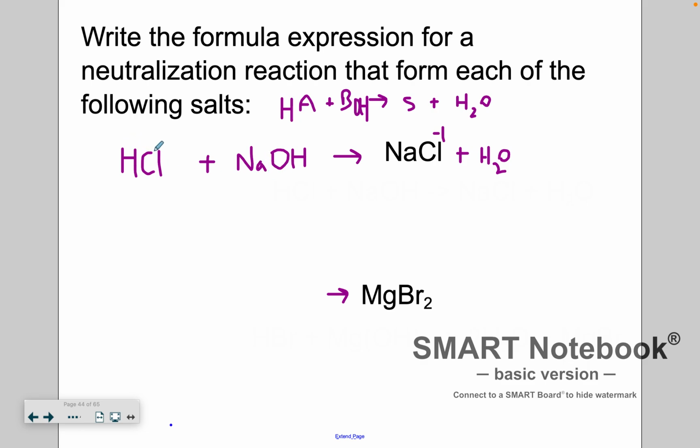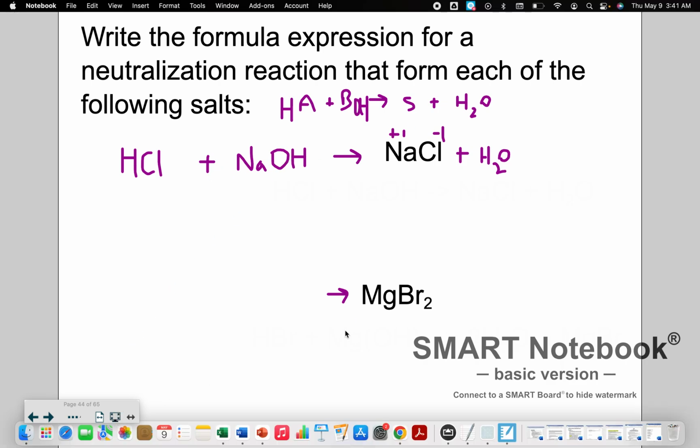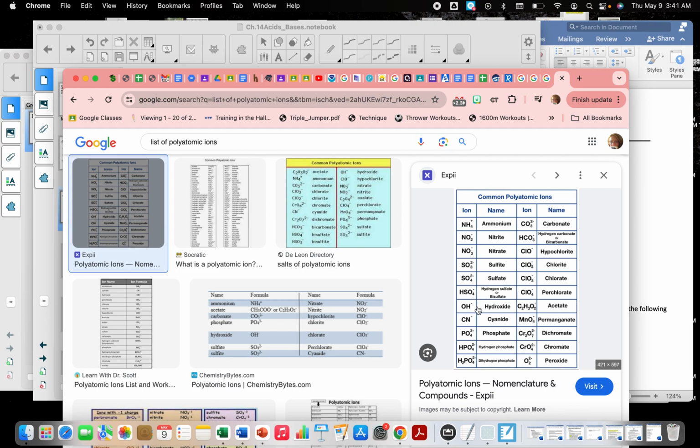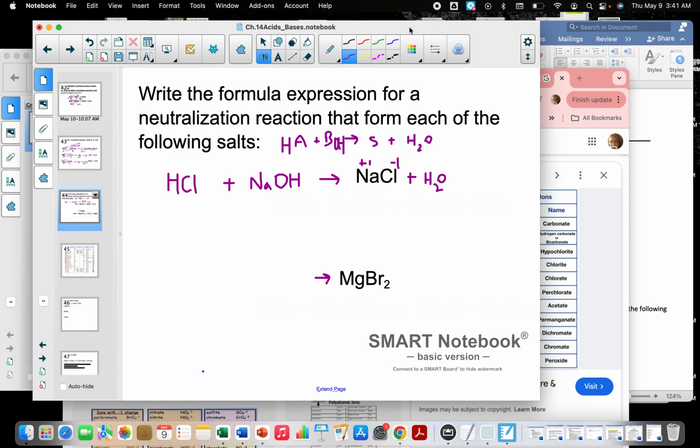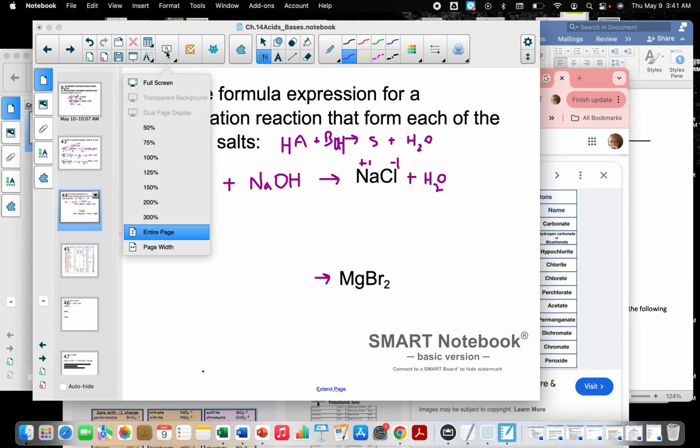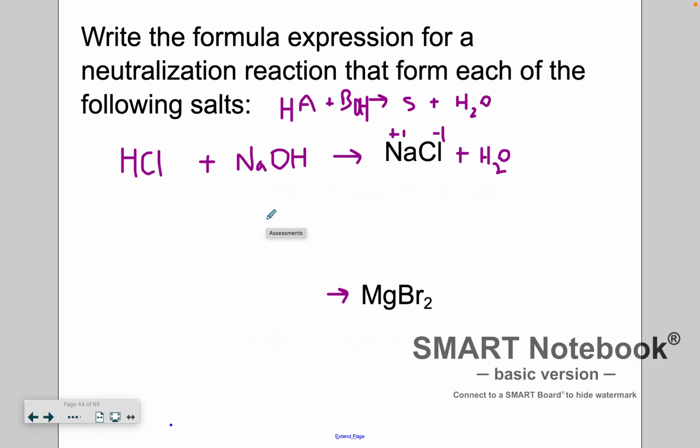So I had a +1 and a -1. Those balance out. And then sodium has a +1 charge, and hydroxide, that's polyatomic, and I would hope you know by now, is a -1 charge. So we're fine here, +1, -1. So hydrochloric acid plus sodium hydroxide yields sodium chloride plus H2O. All right, take a look at the next one.